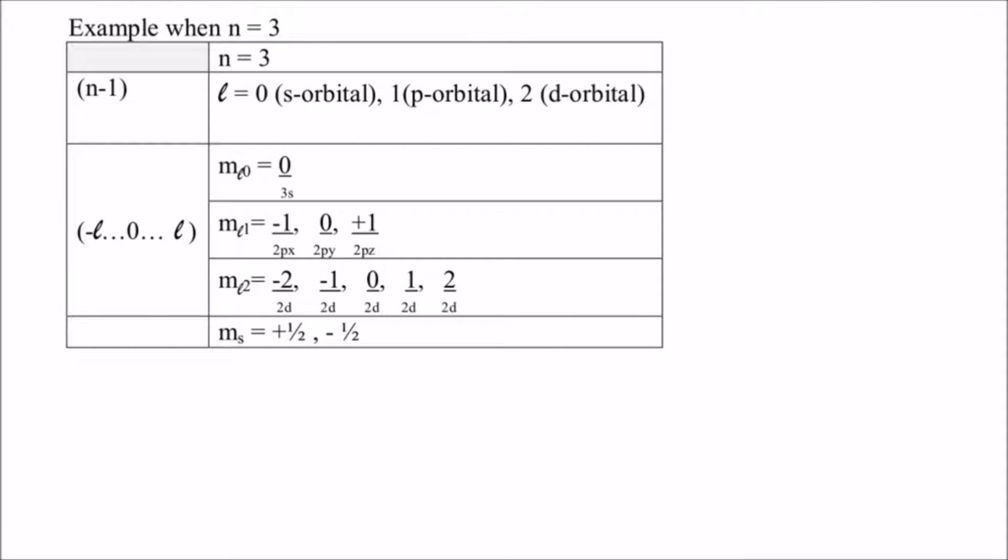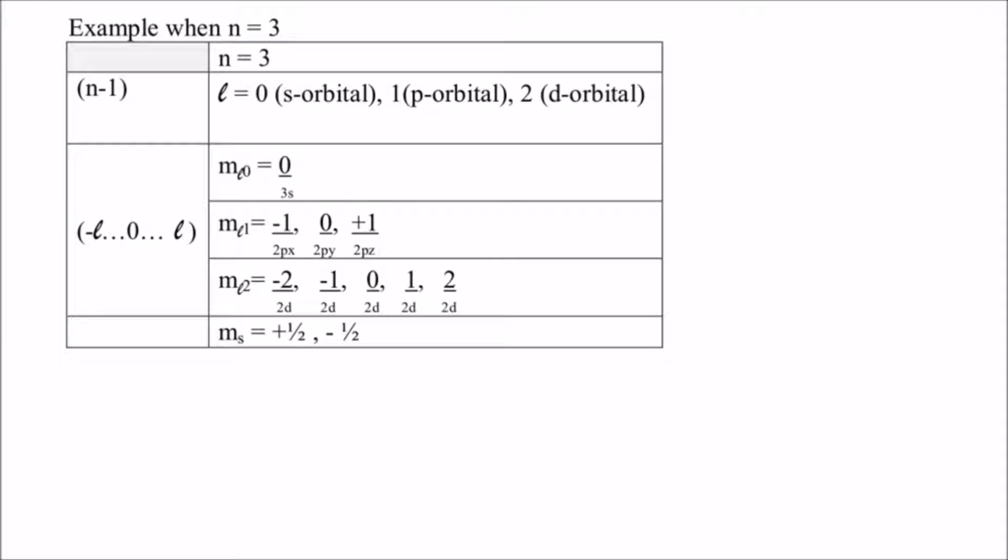Okay, so last example here, n equals 3. That means we can have an L value of 0, an L value of 1, and an L value of 2. That corresponds to s, p, and now a d orbital. So here are all the possible ML values. If L equals 0, ML is going to be 0, and that's the 3s orbital. If L was 1, then ML can be -1, 0, and +1, so that gives us the 3px, 3py, and 3pz orbitals. And if L is equal to 2, then ML can be -2, -1, 0, 1, 2.